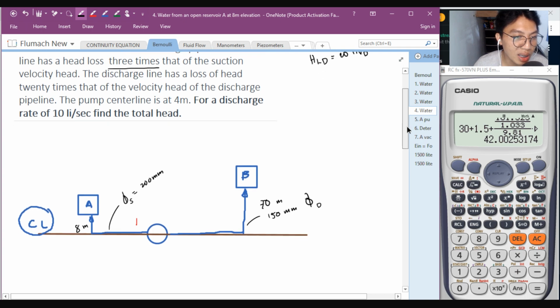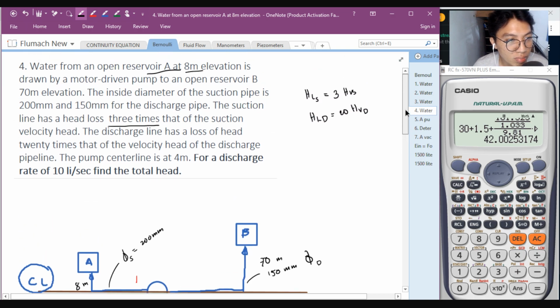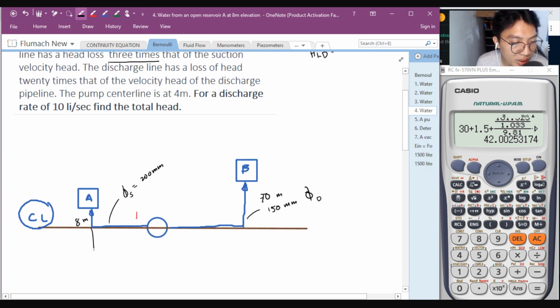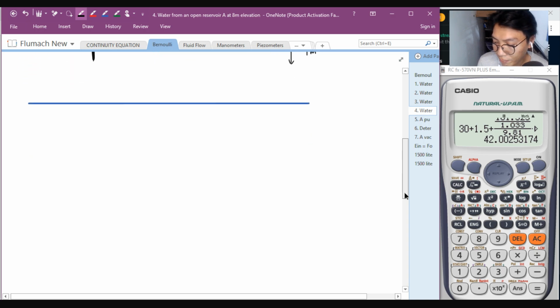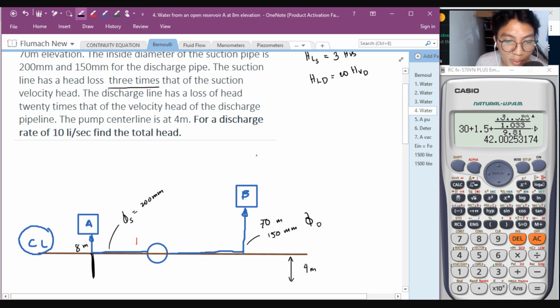The pump center line is at 4 meters. Okay, 4 meters. Okay? Naka-elevate siya. The pump center line is, okay, ito daw yung dinodraw niya dito, 8 meters. Yung pump center line is 4 meters above. Okay? 4 meters. Now, ang hinahanap dyan, for discharge rate Q of 10 liter in every second, find the total head.